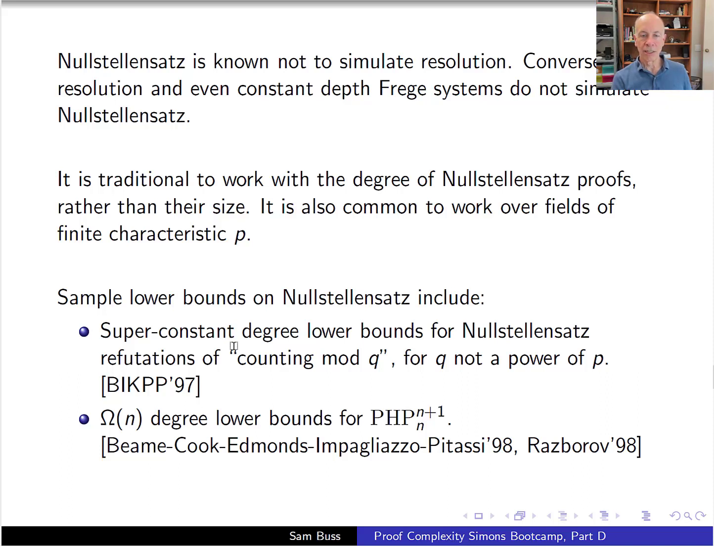So for this, it's traditional to work with the degree of Nullstellensatz proofs rather than their size. It's just easier and more natural in many ways to work with the degree. And in general, we're going to work over a field of finite characteristic P. And a couple sample classic lower bounds on degree are that for these counting mod Q principles where Q is not a power of P, there are not constant degree Nullstellensatz refutations of the counting mod Q principles in this case. And this is due to Beame, Impagliazzo, Krajíček, Pitassi, and Pudlák.